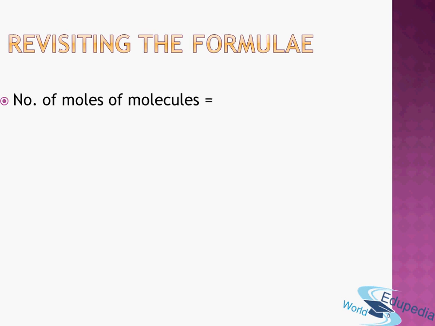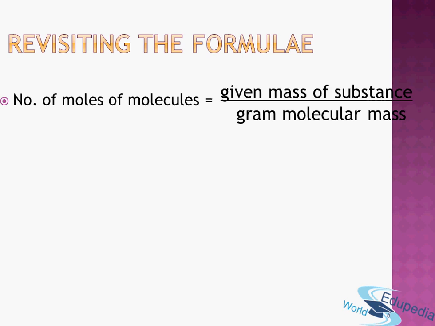First formula that we studied was for number of moles of molecules. We studied that number of moles of molecules is equal to given mass of a substance divided by gram molecular mass. Here we have to note that we are talking about moles of molecules, not number of molecules. So since we are talking about molecules, we use gram molecular mass, not atomic mass.